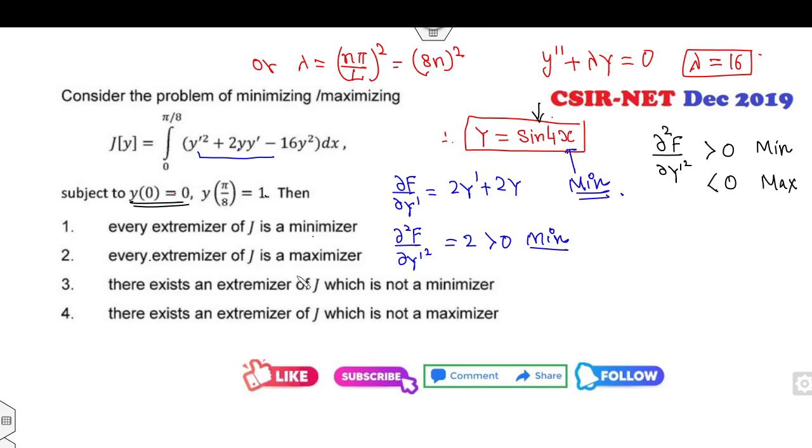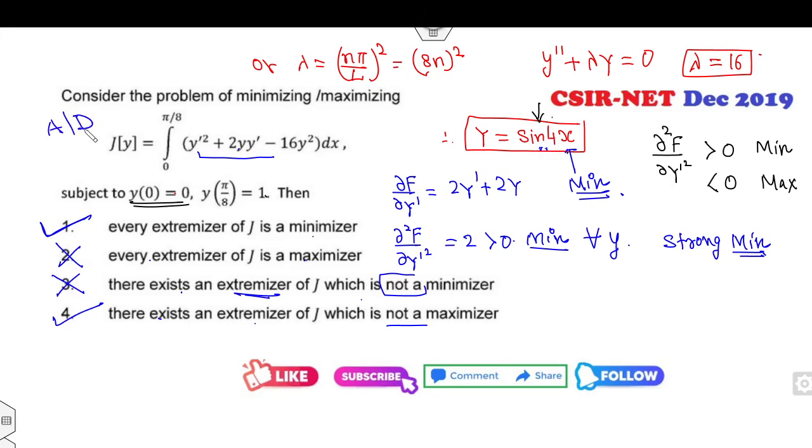Fine. So, every extremal is a maximization? Wrong. It is a minimization. Correct. There exists an extremal which is not a minima? That's wrong, because this is true for all y. Fine. That means it is a strong minima. There exists an extremal which is not a maxima? Yes, true. This is an extremal which is not a maxima. So that means this is the minimum. A and D are the correct answers of this problem.